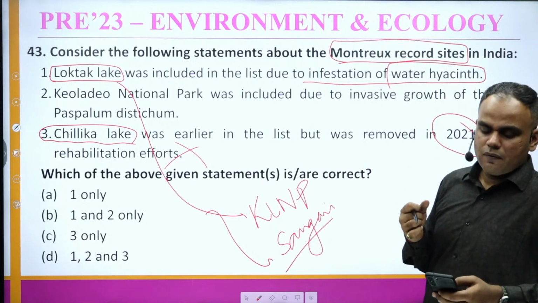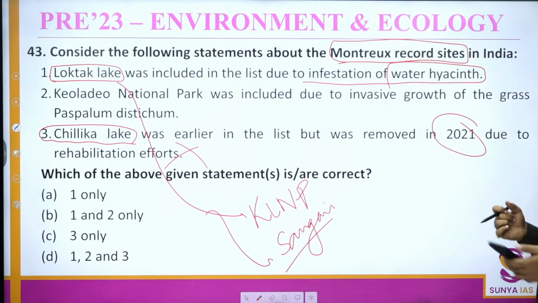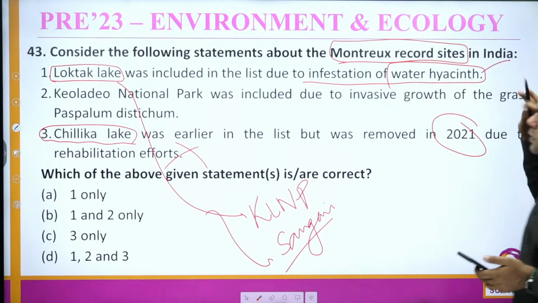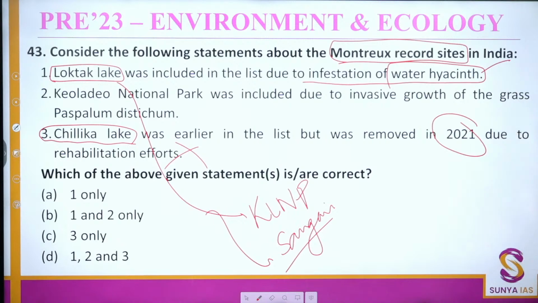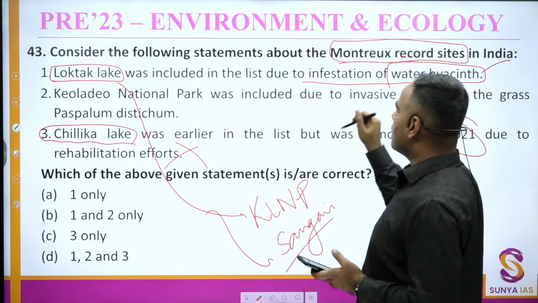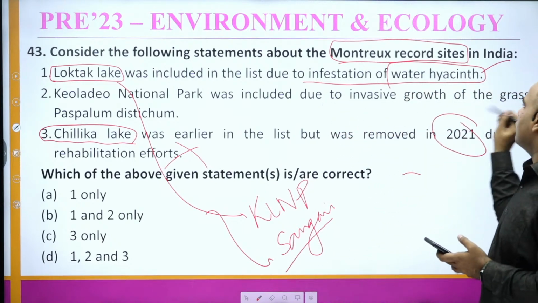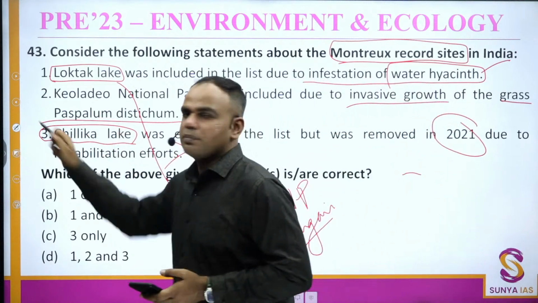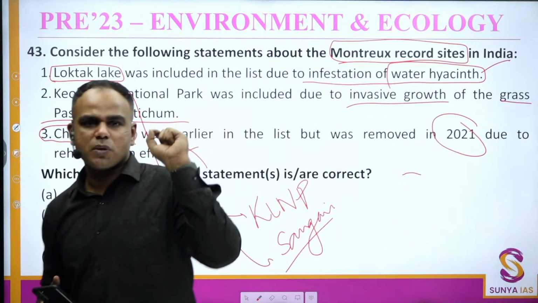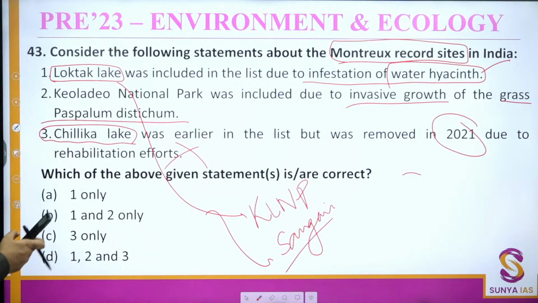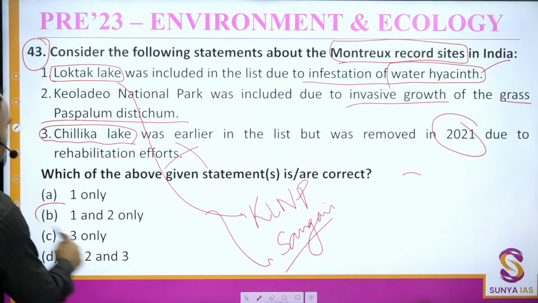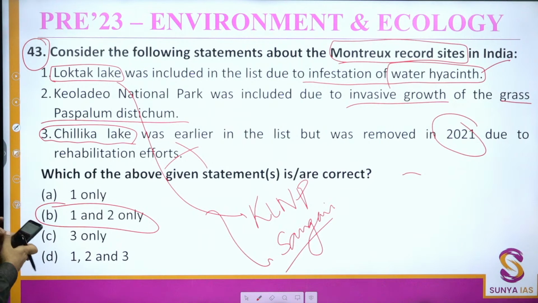Water hyacinth we have already seen. Okay, water hyacinth is what? Water hyacinth is basically this overall invasive species. Okay, so that is there. Second, Keoladeo National Park was included due to invasive growth of, now this grass also you can just mention, Paspalum distichum. Okay, so this was the grass because of which this was added, right? So question number 43, it is asking what is the correct part, right? So 1 and 2 is correct.